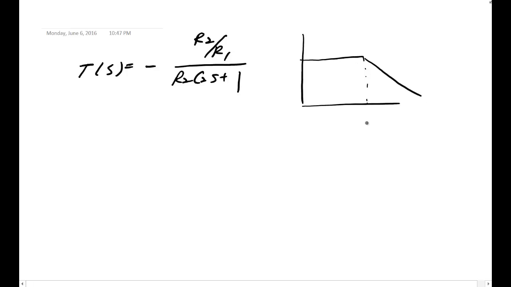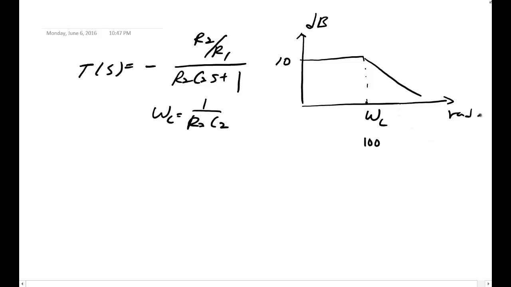This here is omega C, which is 1 over tau, or 1 over R2 C2. Okay, let's say I happen to have this transfer function and its Bode plot with a low frequency value of, let's say, 10 dB, and the corner frequency at 100 radian per second.